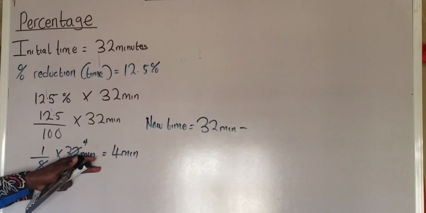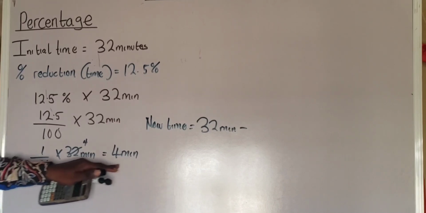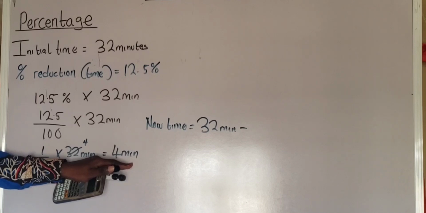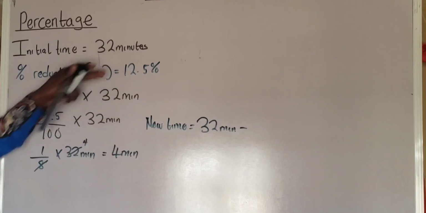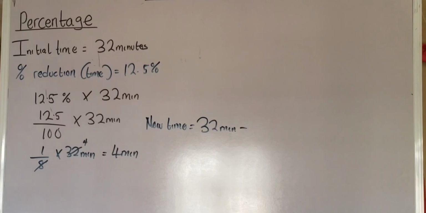When a new tool is employed, the initial time is reduced by this. So I'm going to subtract this from the initial time. That will be the new time. You have to understand the question, otherwise you won't be able to solve it.